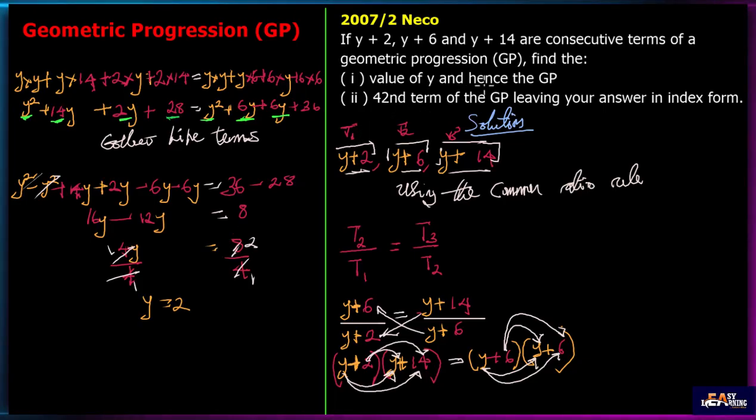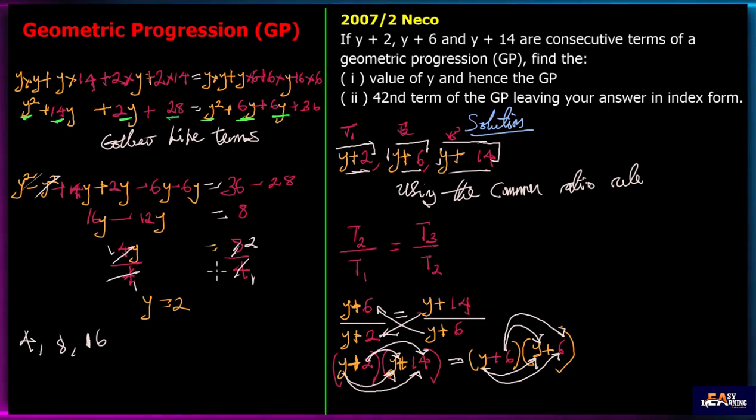So we've been able to find the value of y, and since we've been able to find the value of y, we can create this sequence. Now y is 2, so anywhere we see y, we include 2. So here 2 plus 2 will give us 4, and 2 plus 6 will give us 8. Then 2 plus 14 will give us 16. So we've been able to create the sequence.